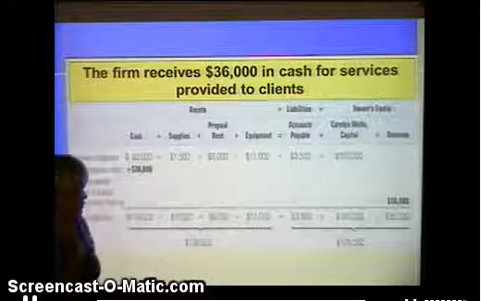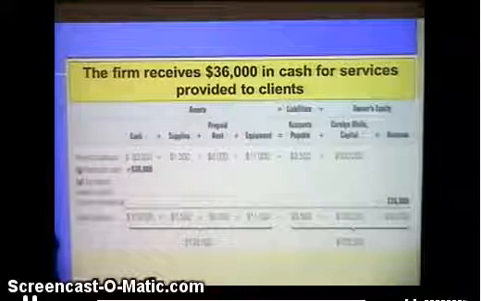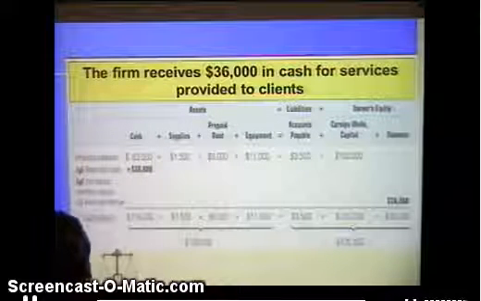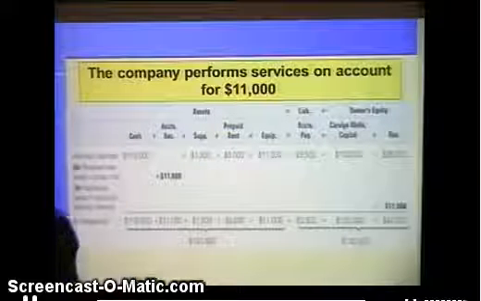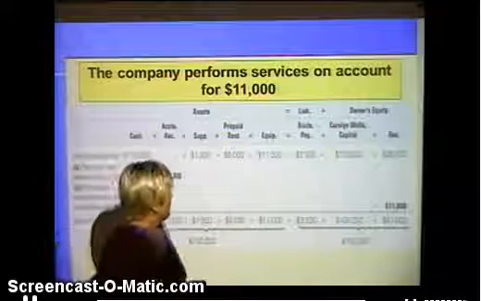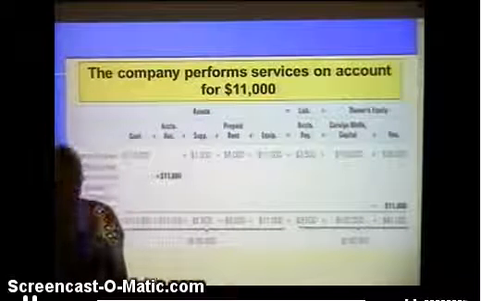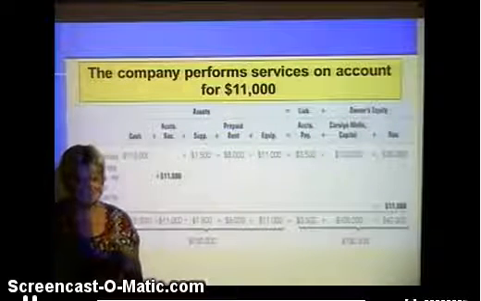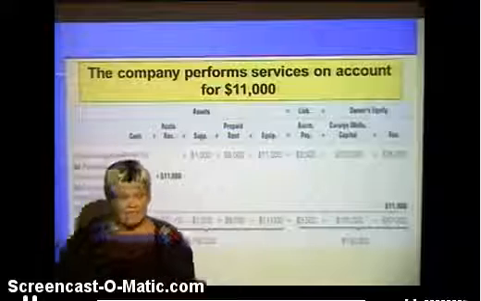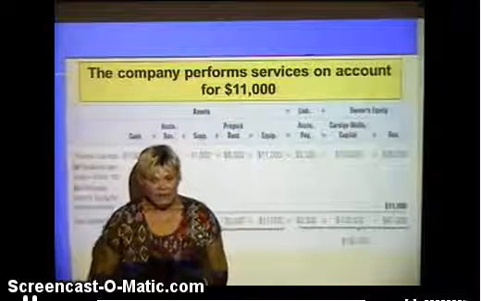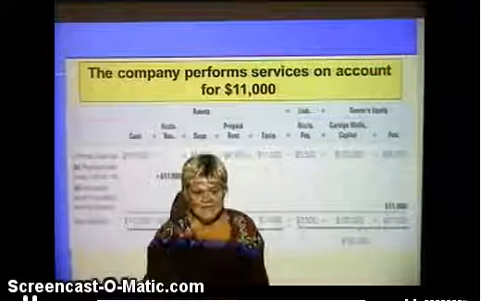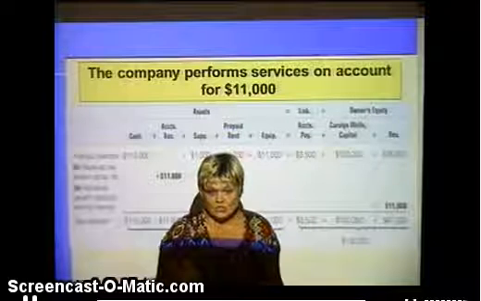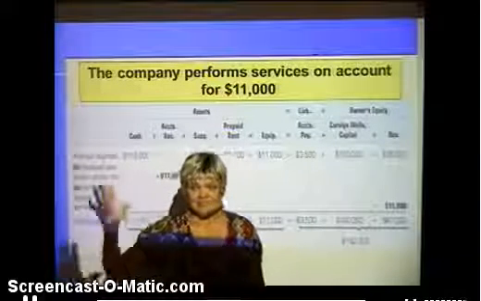So we're still in balance, right? For the moment. Yeah, we are. Now we performed some more services, and we got $11,000 on account. What does that mean? You sold something on credit. We don't have money yet. We didn't get the money yet, so what kind of account is it? Accounts receivable. Yes, because we're going to receive money, right? And we're assuming at this point that they're going to pay us. So it's the same as cash, it just means we're going to get it later, right?